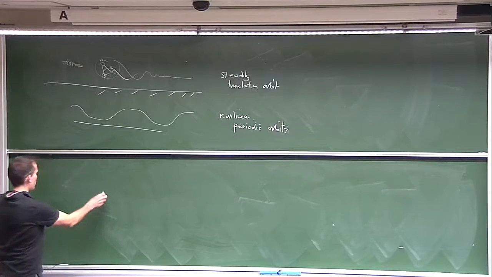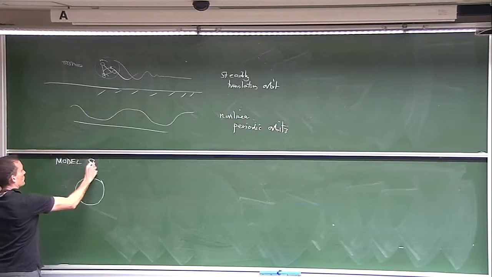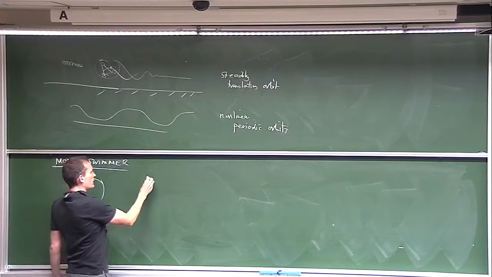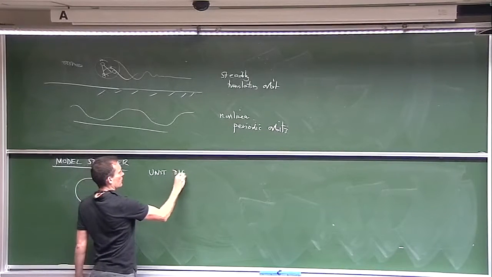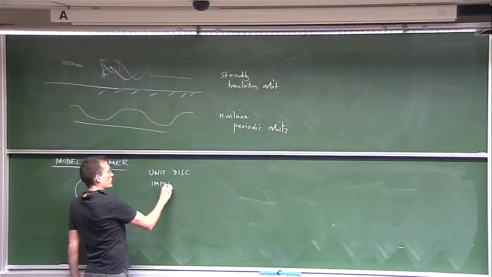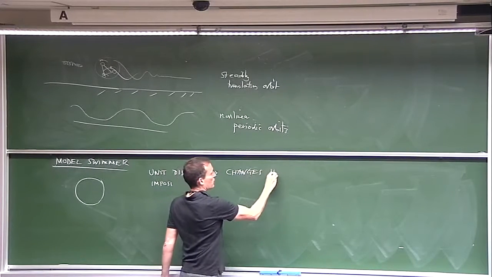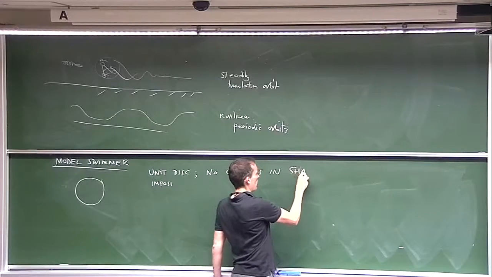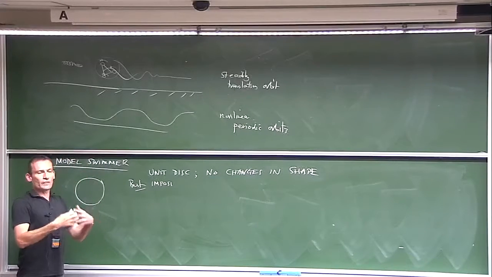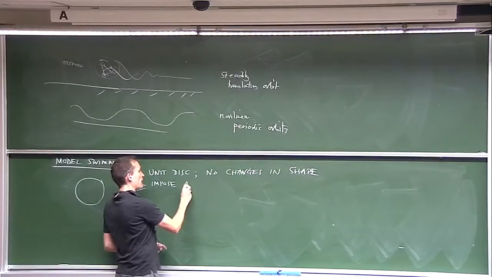So what I did was I picked a circular swimmer. So this is our model swimmer. So let's for now say it's a unit disk. And what I'm going to impose is no changes in shape, because that's difficult. But we need to actuate it. It needs to create some flow around it. So let's impose a tangential slip.